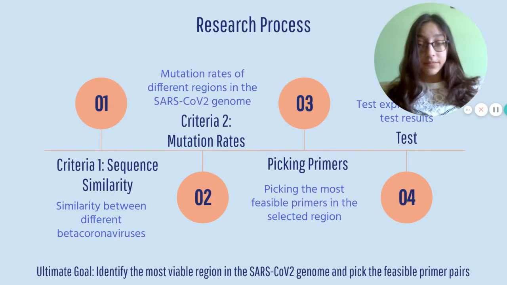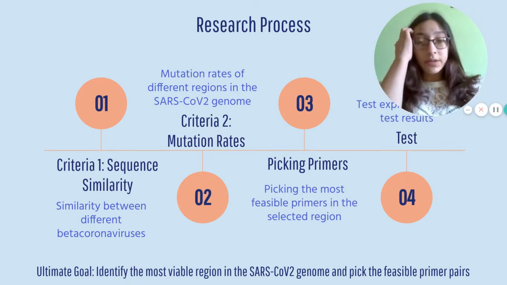Results. Throughout my research process, I had two criteria that I used to pick out a viable region in the SARS-CoV-2 genome and then pick the feasible primer pairs inside that region. The first criteria is sequence similarity. I had to make sure that the region that I chose had a low similarity to other beta coronaviruses so that my test wouldn't accidentally yield a positive result when detecting another beta coronavirus.